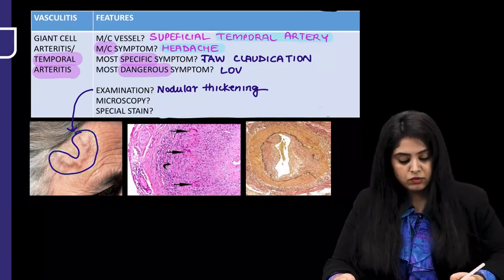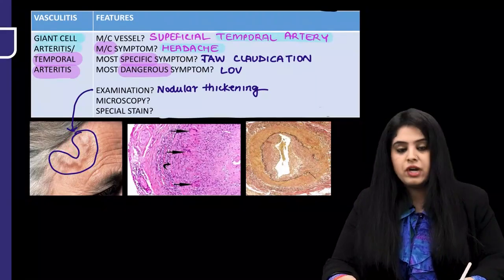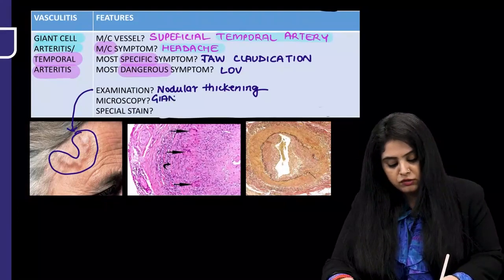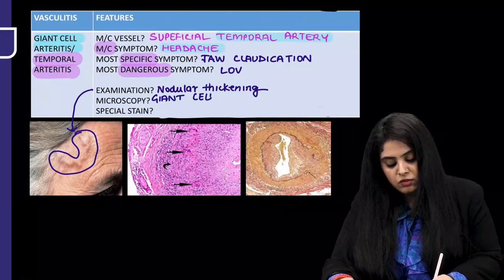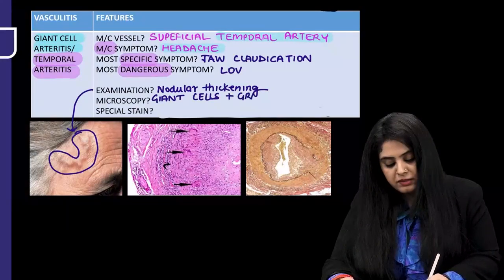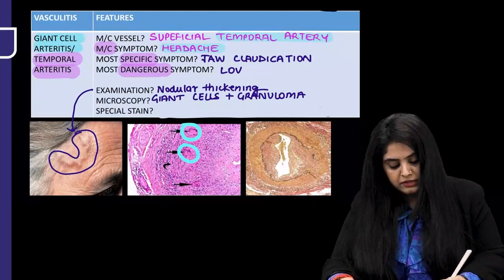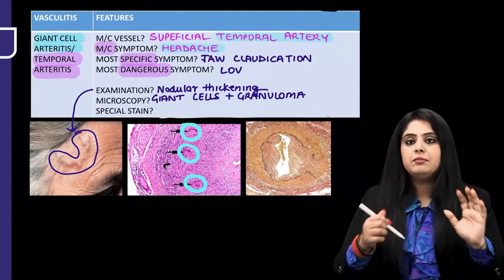What will you see on microscopy? Look at the other name. It is a giant cell arteritis. So common sense that the microscopy is going to show you lots and lots of giant cells and granulomas. There is no doubt about that concept. And what is it that will be very, very important is, firstly, can you see these? These are all giant cells. I hope all of you can appreciate. These are all giant cells. So giant cell, the name is only telling me.